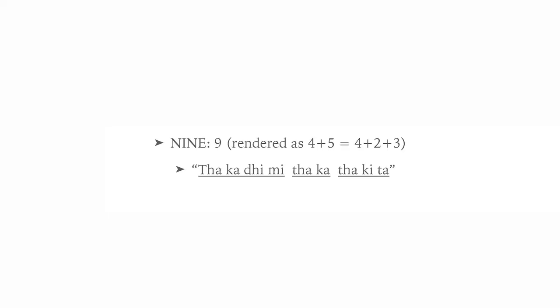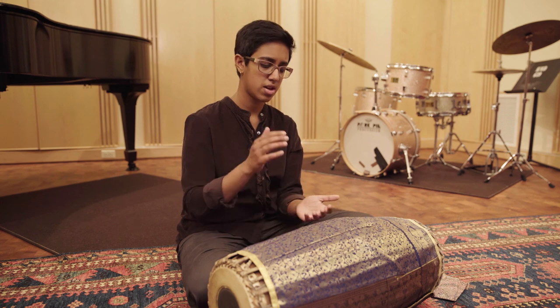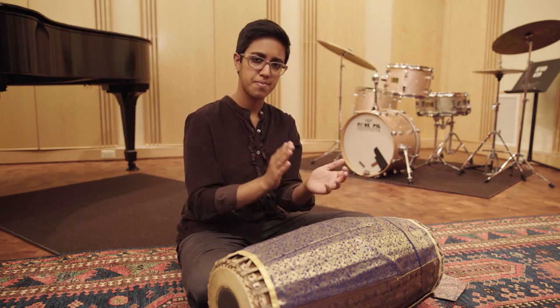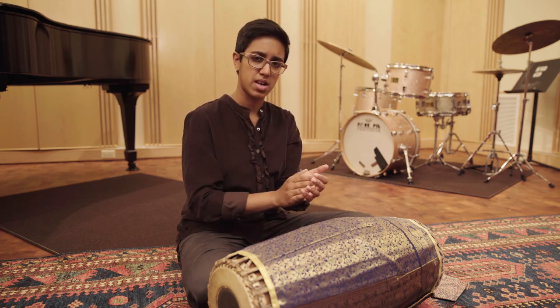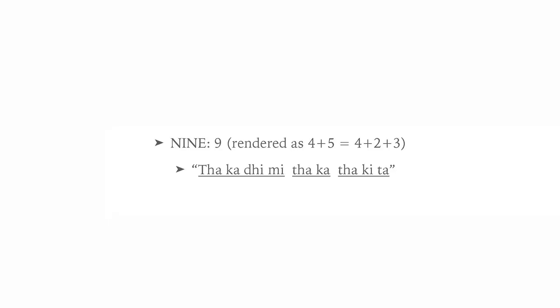This is the more common way of saying it, although you could potentially say taka takita takadimi, which is 2, 3, 4, or 5 and 4. I'm going to recite the conventional way of saying 9. So this is our beat. Takadimi taka takita takadimi taka takita takadimi taka takita takadimi taka takita.